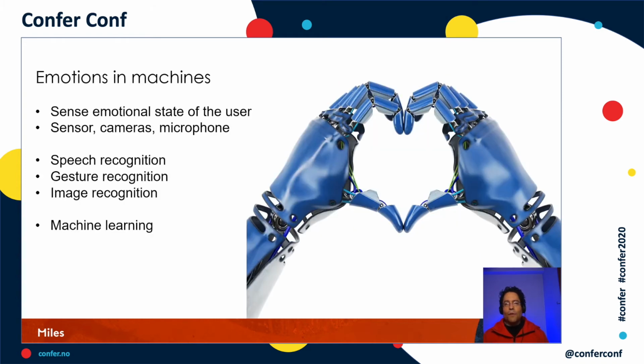What she said was that machines should be able to sense the emotional state of the user by using cameras and microphones. We should also be able to use speech recognition, gesture recognition, and image recognition. And we should be able to use machine learning in order to make sense out of all of this. But in the 1990s, a lot of these things were science fiction because of the state of the computer hardware at that time.